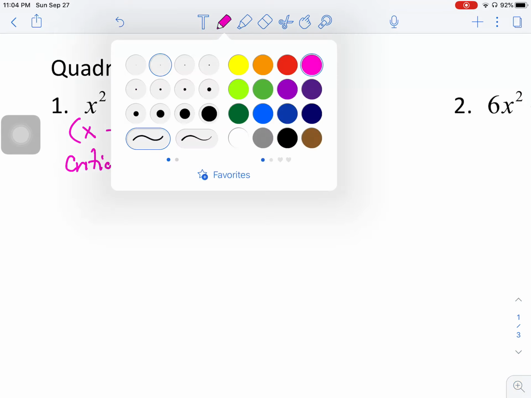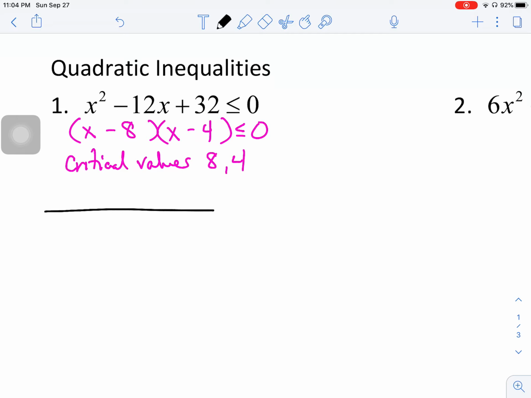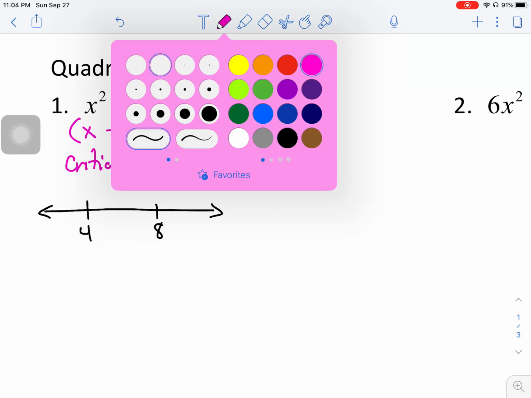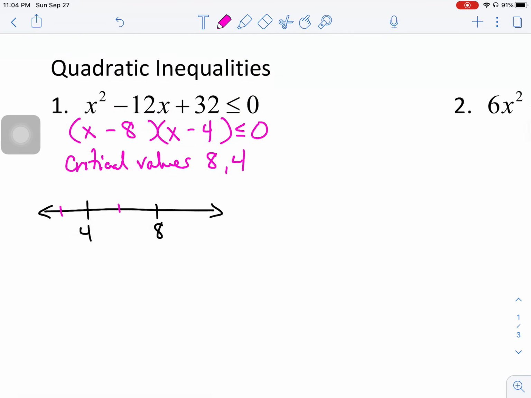Now, what that means is on a number line, I am going to put down my critical values of 4 and 8. And I am going to test in the other sections of the graph. So I want to test something that is less than 4. I want to test a number between 4 and 8. And I want to test a number that's greater than 8. It does not matter what you pick. Just don't pick the critical values themselves. And it doesn't even have to be spaced out evenly. So I'm going to put 0, I'm going to pick 6, and I'm going to pick 10.